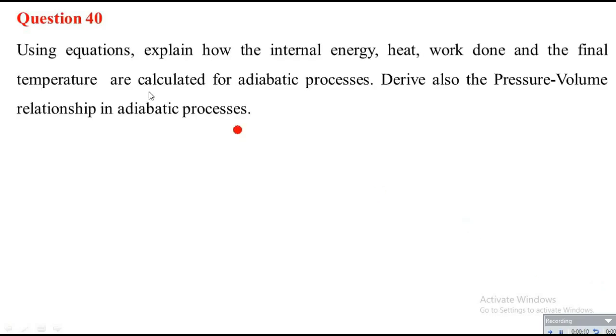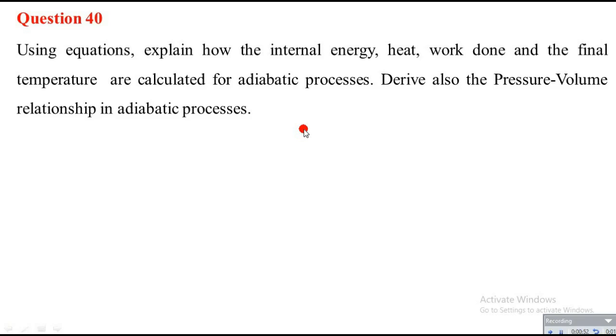Question 40 is saying, using equations, explain how the internal energy, heat, work done, and the final temperature are calculated for adiabatic processes. They are also asking to derive the pressure-volume relationship in adiabatic processes. So we need to use the equations to explain how the internal energy, the heat, work done, and the final temperature are calculated for adiabatic processes, and also derive the pressure-volume relationship.